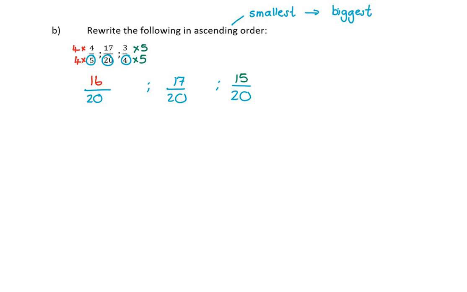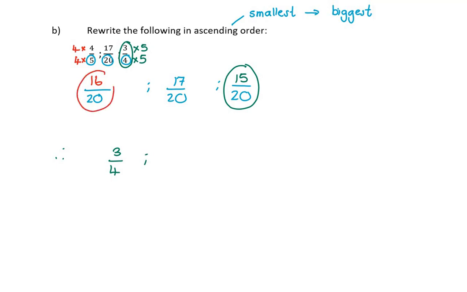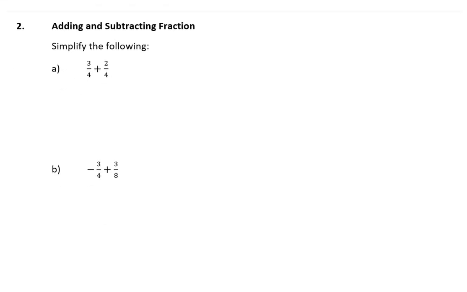So if it says smallest to biggest, who's the smallest? Well, this one's the smallest, which was 3/4. Don't forget to go back to the originals. The originals were 3/4. Then the next smallest is 16 over 20, which is 4 over 5. And then the biggest is 17 over 20. And so I have written the 3 original fractions in ascending order. So that was the first thing which we should have learned in primary school and which we touched up on. Let's have a look at the next topic.